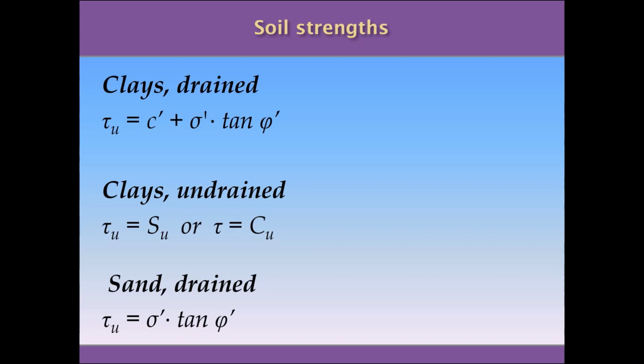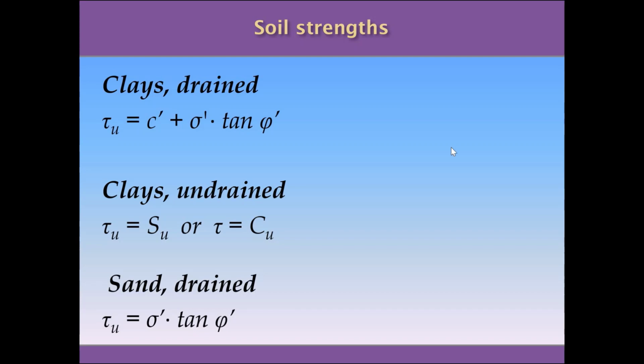The first case is when you have clays and the situation is drained. That is to say, there is a mixture between clays and sand, and the sand is giving this permeability that allows the water to flow. And this is the reason why we say this is clays, but the situation is drained.